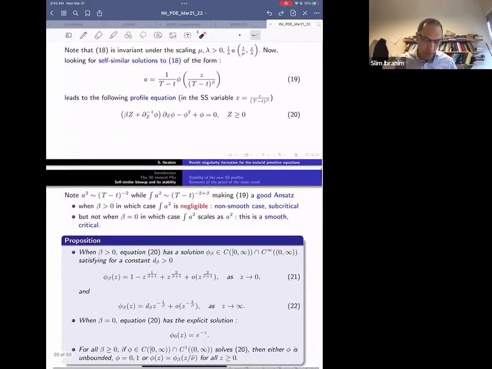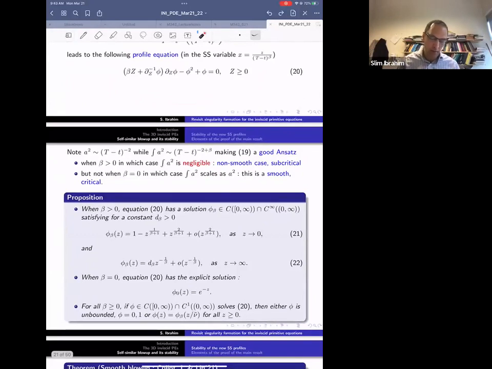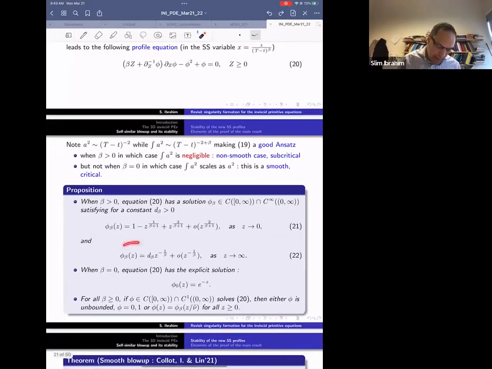Okay, so what is our first result? If we focus on this profile equation, then you can construct, for any given positive beta, profiles that are continuous up to the boundary, smooth inside except at the boundary, where they have C alpha regularity, and they decay at infinity.